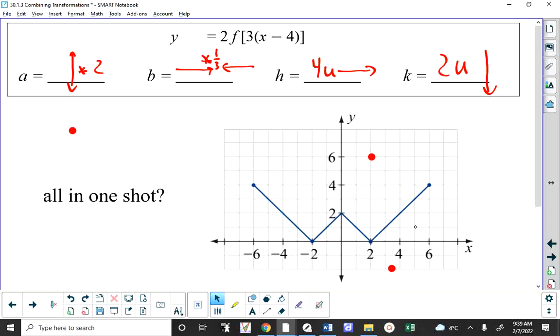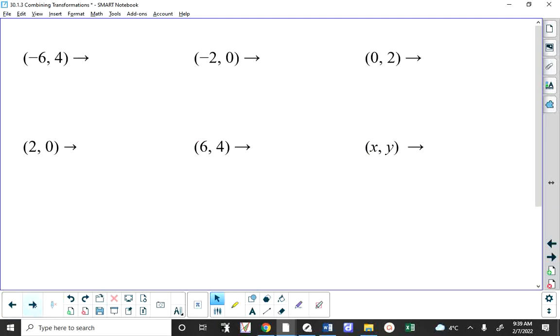Anyway, this leads us to our mapping, everybody. And I want to do the x comma y mapping first. What is it we do first? Well, we take the y coordinate and double it, don't we? That's what we do. We double the y coordinate. And then, before we move on to h and k, we multiply the x coordinate by 1/3.